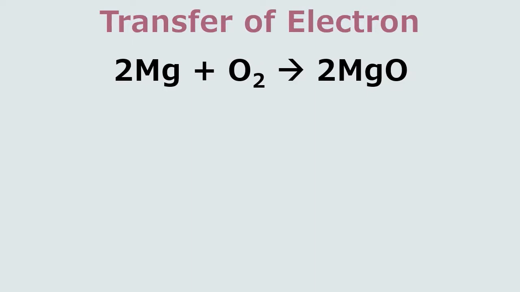Now, we will discuss the third terminology of redox, which is transfer of electrons. Referring to these chemical equations, magnesium atom reacts with oxygen molecules to form an ionic compound, which is magnesium oxide.